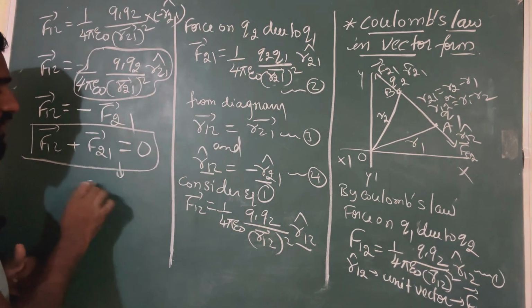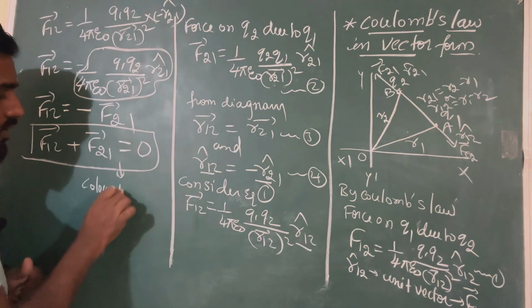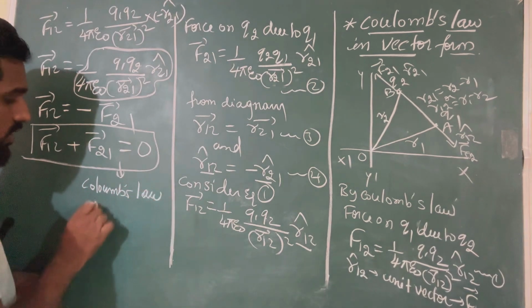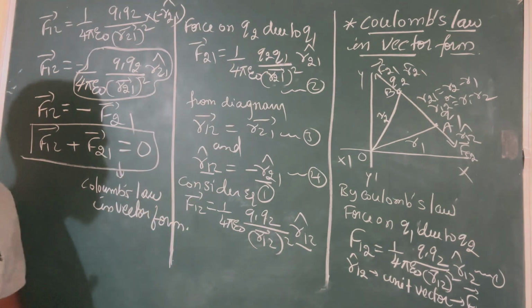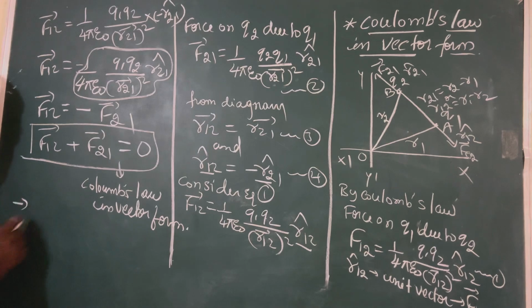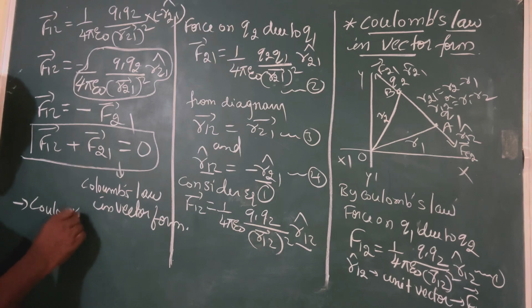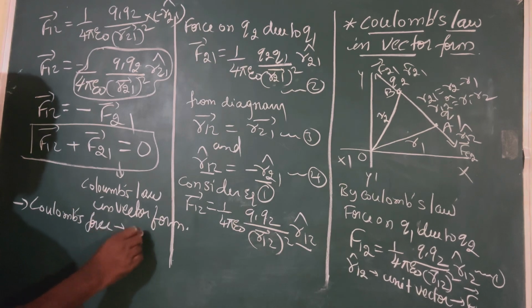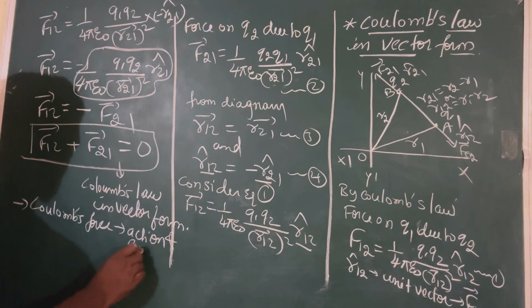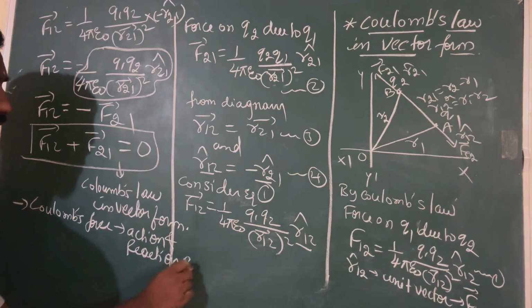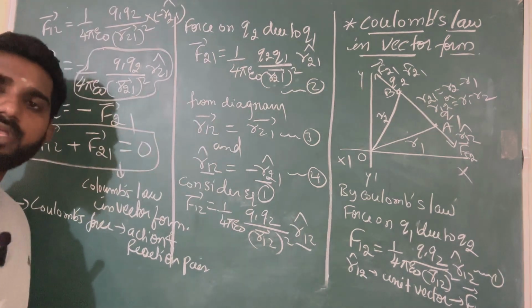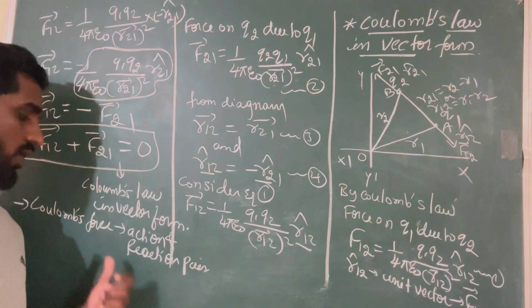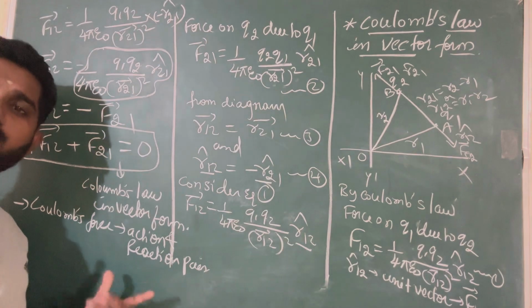This type of representation is called Coulomb's law in vector form. Okay, one more thing. This Coulomb force is an action and reaction pair. That means the Coulomb force occurs in action and reaction pairs.